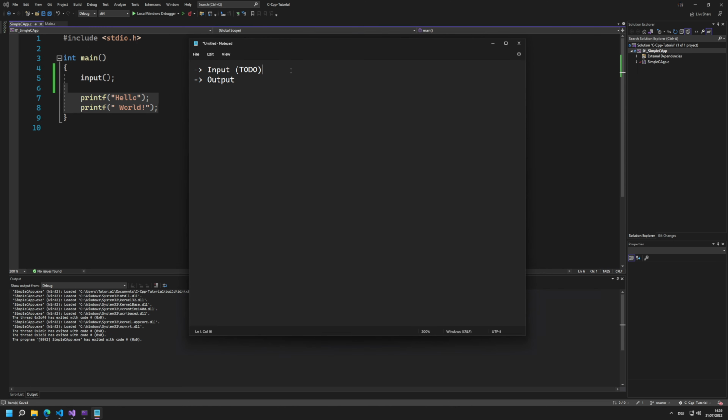We need something in between to transform our input. And this is called the processing. So processing, which is also to do. We haven't done this. And this input, processing, and output is the IPO model. Input, processing, and output. This is something really important that you should always follow, to make it easy to understand. So first input everything, then process the data, then output it to the user. And that's also how it works logically.